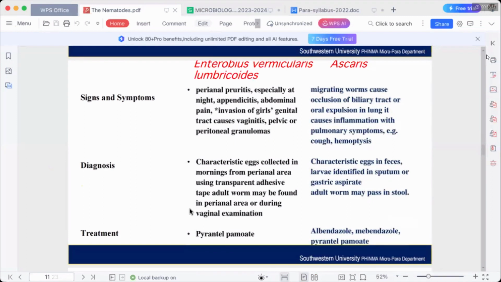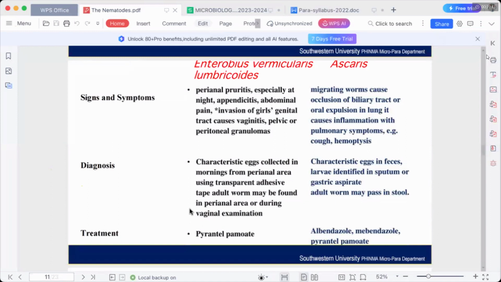So for the signs and symptoms of enterobius, you'll have perianal pruritus, especially at night. Then you have appendicitis-like symptoms: abdominal pain, right lower quadrant pain, hypogastric pain, and or abdominal colic-like pain. The reason for that is the invasion of the parasite in the large intestine.